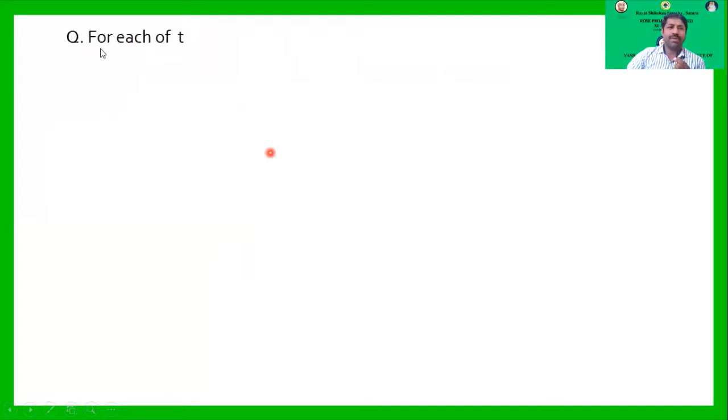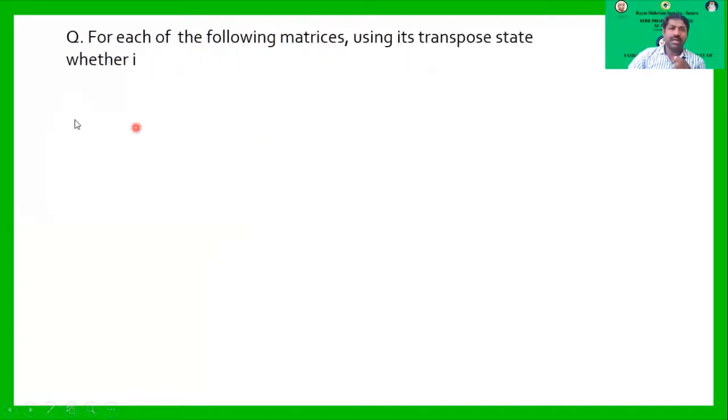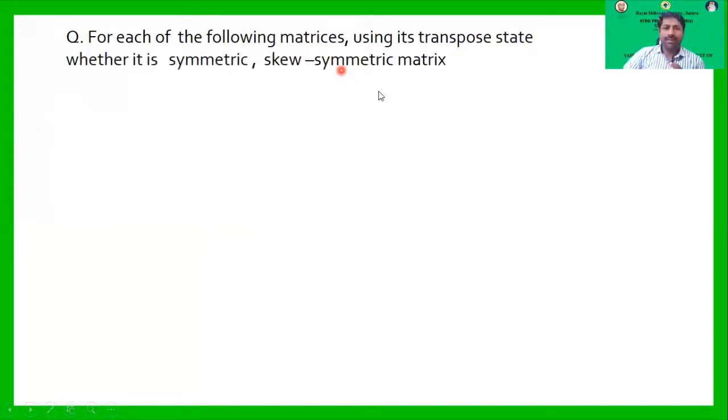Now again we have an example: for each of the following matrices, using its transpose, state whether it is symmetric or skew symmetric. Now we know that if its transpose is equal to the matrix itself, then the matrix is symmetric, and if its transpose is equal to the negative of the given matrix, then it is a skew symmetric matrix.